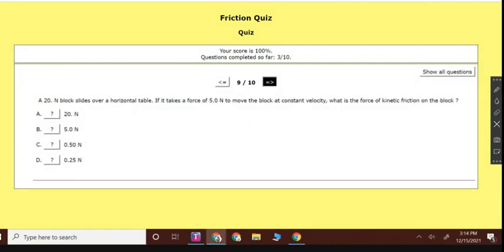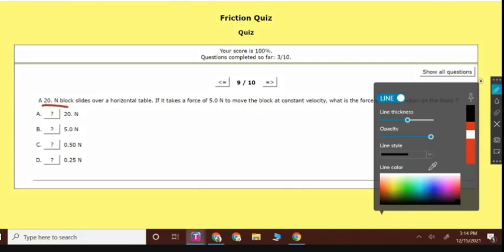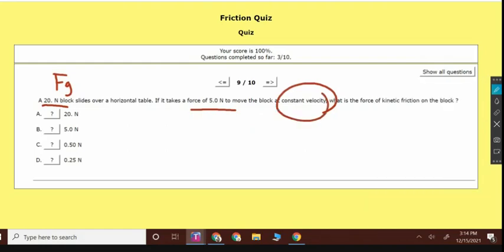Okay, good. A 20 Newton block slides across the horizontal table. This is FG, so I don't have to multiply by 9.8. It takes a 5 Newton force to move the block at a constant velocity. What is the force of kinetic friction? Isn't this kind of the same question? Constant velocity. They give me an applied force. Got the answer. Constant velocity, applied force. The applied equals the friction. A equals 0, F net equals 0. And the answer is 5.